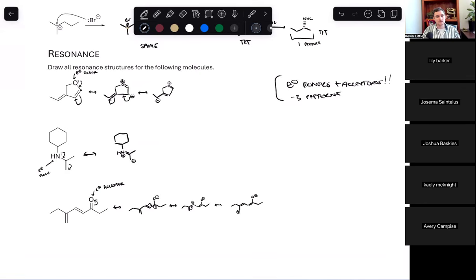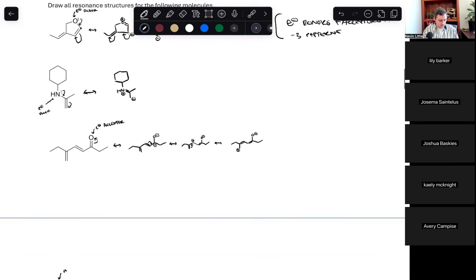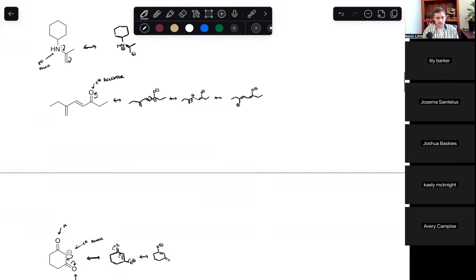If you sit down in office hours with me and ask me a resonance question, and I say, "Where's the donor or acceptor?" and you don't know, then I'm going to tell you to do the worksheet, and then come back to me when you understand what a donor and acceptor is. At the end of the day, that's what you need to be able to do.